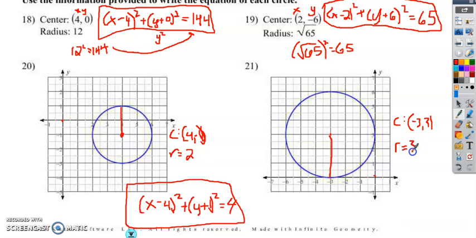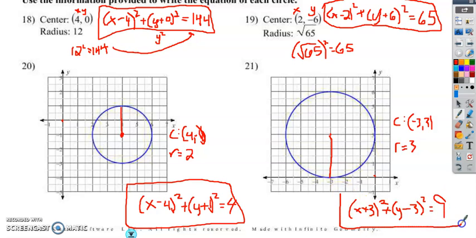So the radius is equal to 3. So for my equation, I'm going to have (x + 3) quantity squared plus (y - 3) quantity squared, and that's going to be equal to 9. So there is my equation of the circle.